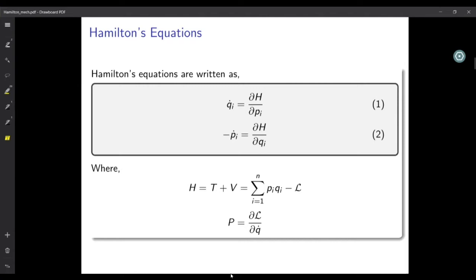Hamiltonian mechanics gives us the canonical equations of motion, right? So what do I mean by the word canonical? Canonical equations of motion give us the normal equations of motion that we know, in terms of the generalized momenta and the position of the particle, right? If we look at the slide here, Hamilton's equations are written as qi dot equals dou H by dou pi, sorry, and negative pi dot equals dou H by dou qi, right? So nothing to fear here.